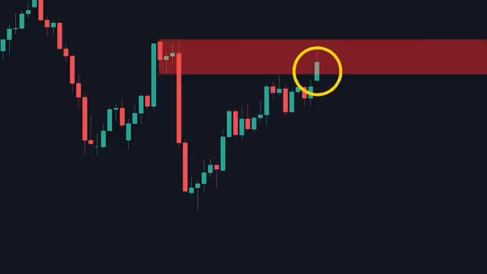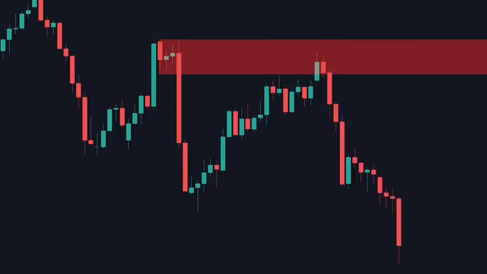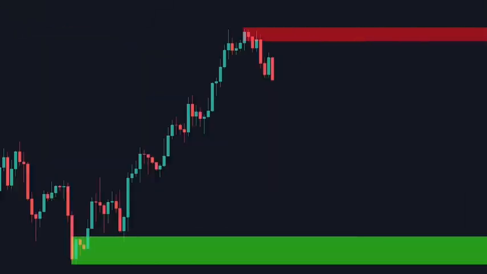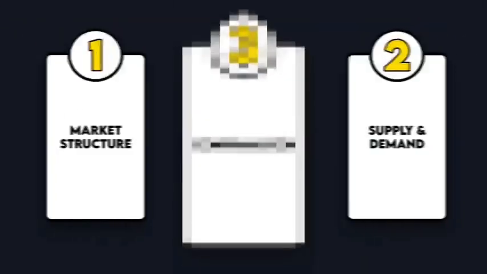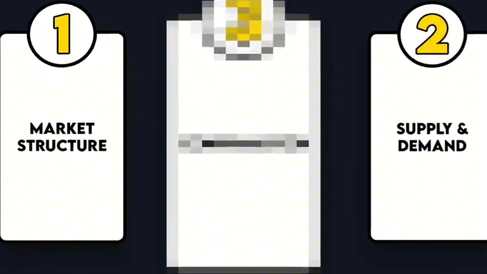Nice. A supply zone is the exact opposite. Since we saw a large downwards move from this point on, it shows us that a lot of people want to sell at this area. So if price ever retests this zone, we can assume price will again move downwards from this point. This supply and demand theory is the core of our strategy. But we still have one more step in our 3-step formula.